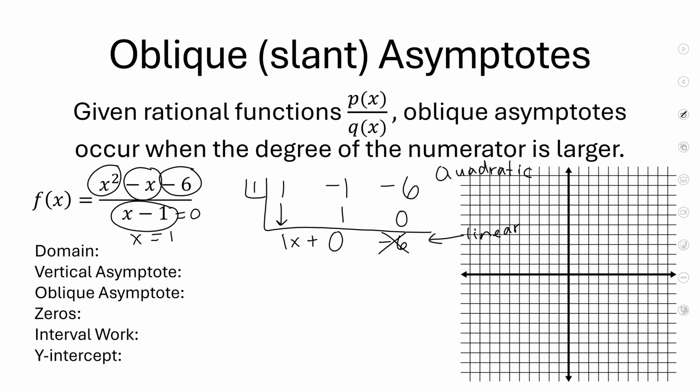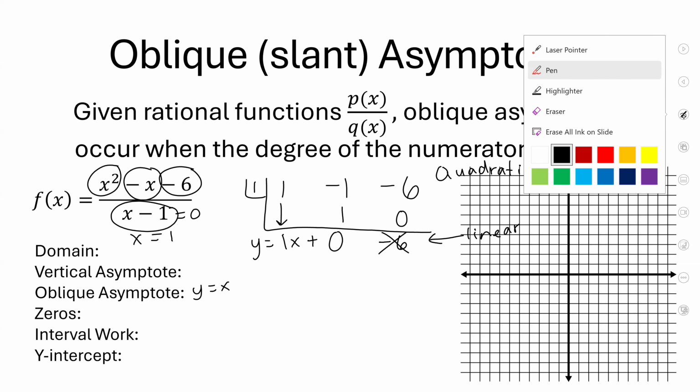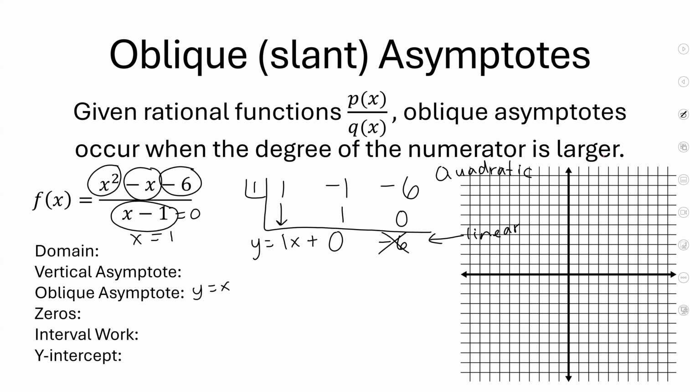So we don't have to pay attention to that. So my equation is y equals x. That is my oblique asymptote. And I'll go ahead and graph it over here on my graph. My oblique asymptote is y equals x. Okay. And the way we find the other components is the same thing that we did last week.